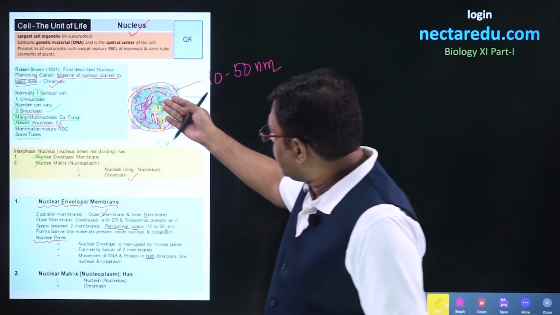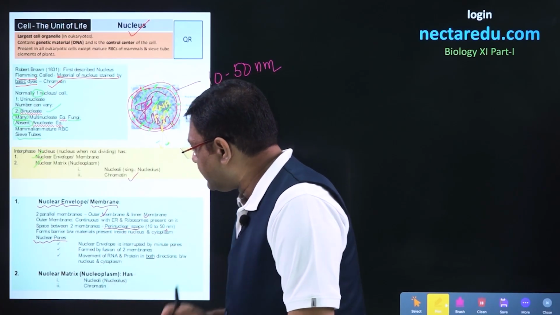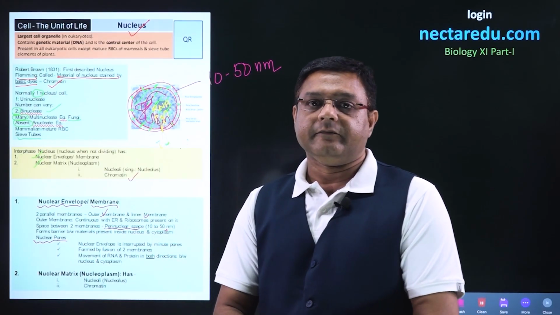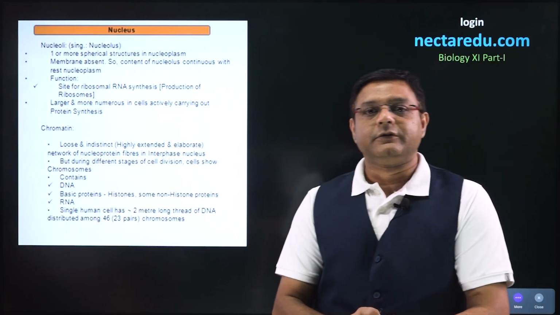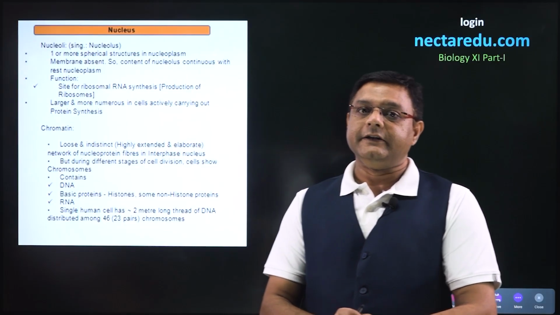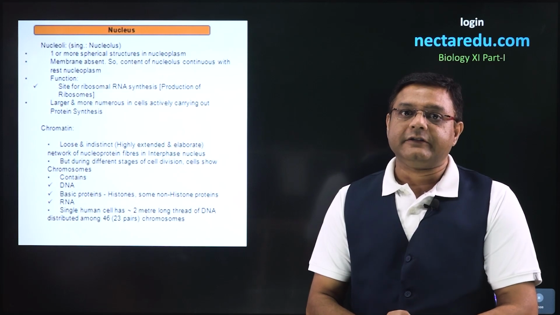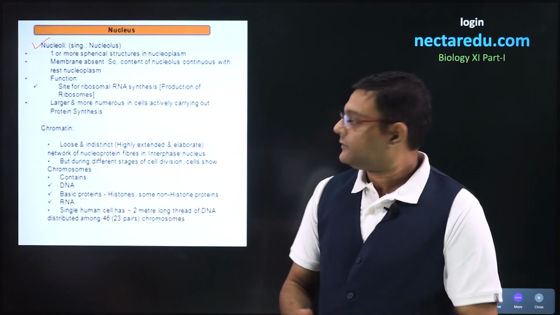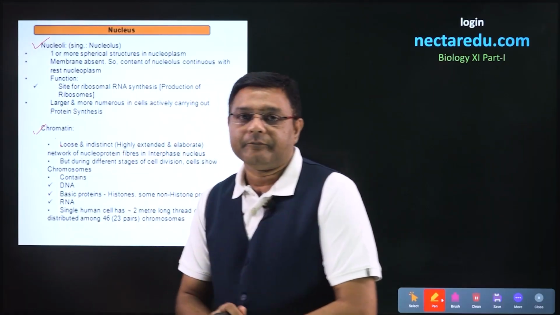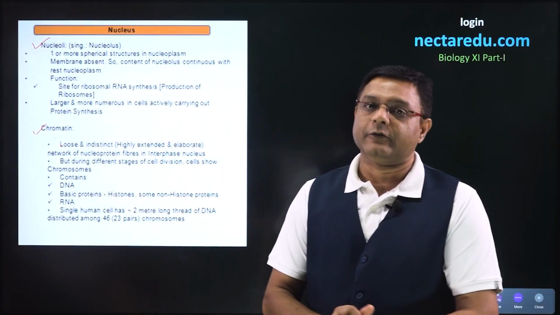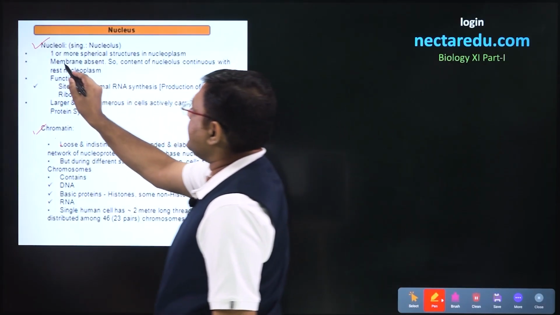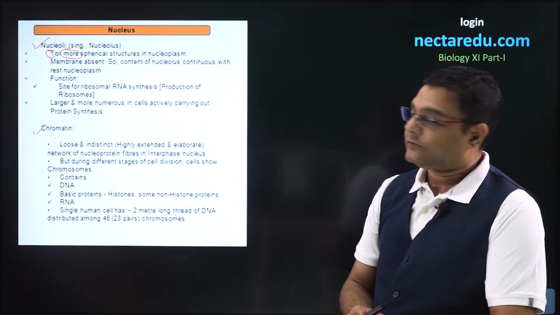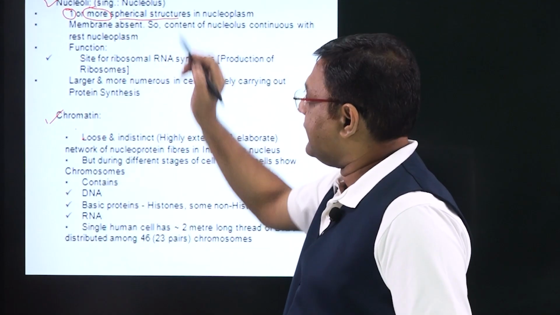After this, we will look into the second part, which is the nuclear matrix. The first part will be the nucleoli and second part will be chromatin. In this particular video, we will look into the description of nuclear matrix or nucleoplasm. Nuclear matrix or nucleoplasm has two parts. The first part is the nucleoli or nucleolus, and the second part is the chromatin. First, we will look into the description of nucleoli. The number of nucleoli can be one, or the number can be more in a single nucleus. These are spherical structures.